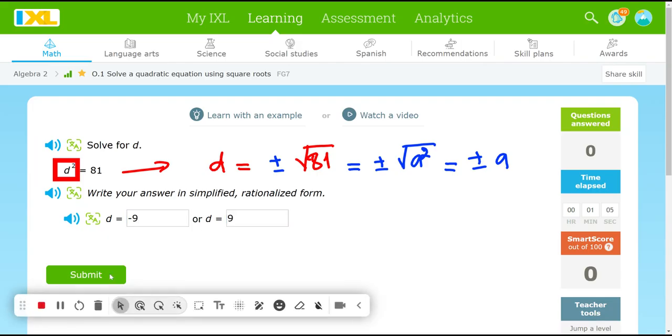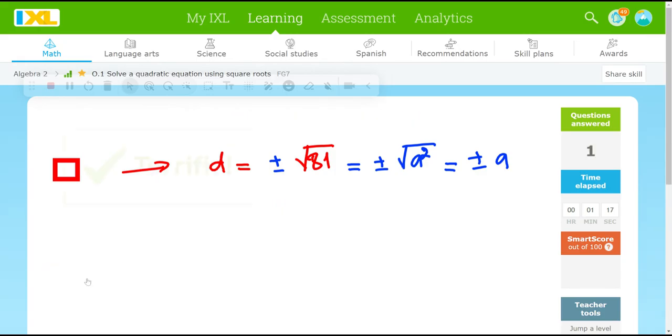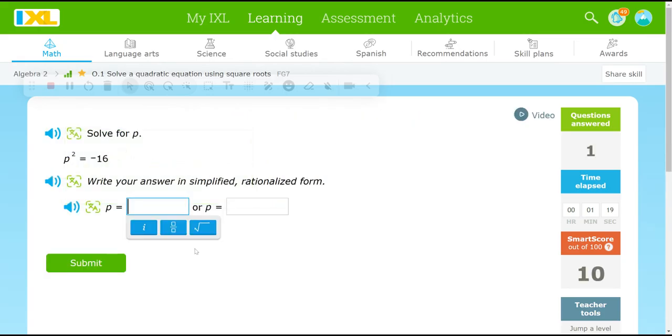Alright, submit. I'm done. Submit. Why won't it let me submit? It's so weird. Come on, let me submit. Here we go. Okay, next one.